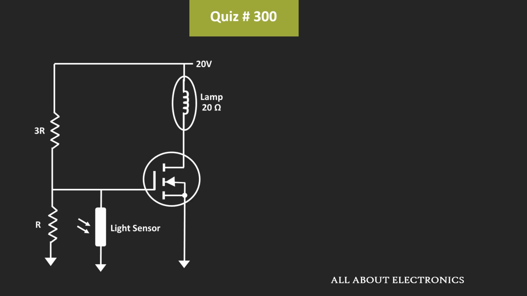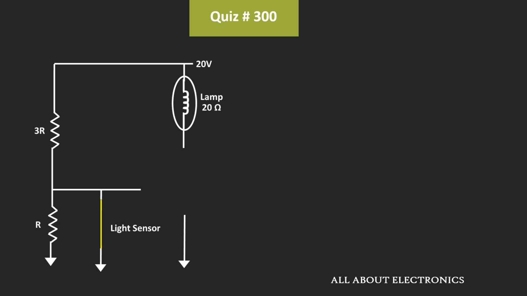In the daylight, when the light falls on this light sensor, then this light sensor conducts very heavily and it offers very low resistance. That means in the daylight, the voltage between the gate and the source of this MOSFET will be approximately equal to 0. So in this condition, the MOSFET will act as an open circuit and no current will flow through the lamp.